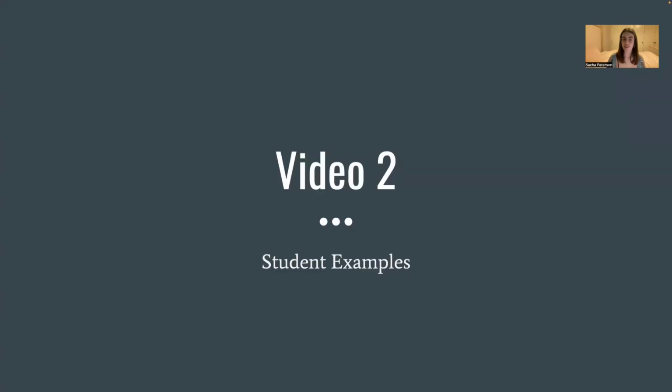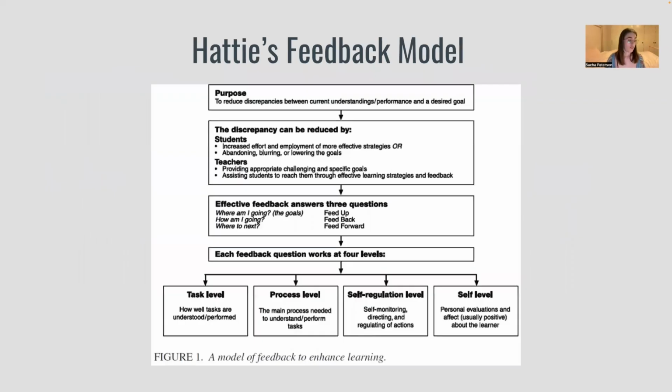Video 2, student examples. When providing feedback, I used Hattie's feedback model, which emphasizes three major questions: where am I going, how am I going, and where to next? These questions must be answered by the teacher when assessing students' work, process and progress, but they also need to be identifiable for the learner as well.